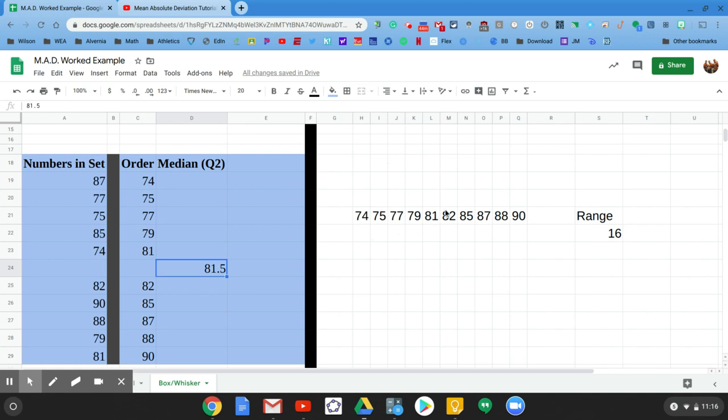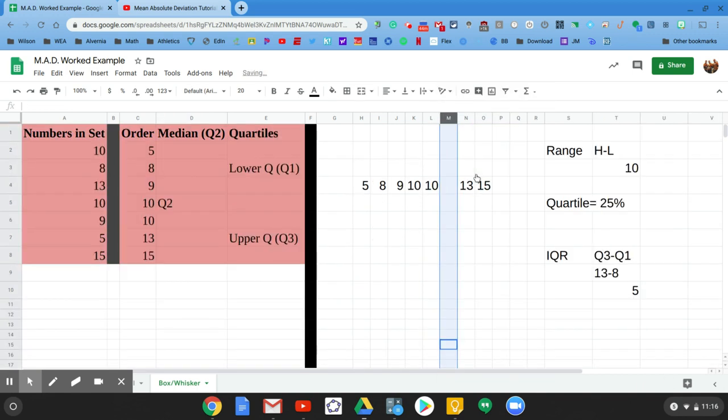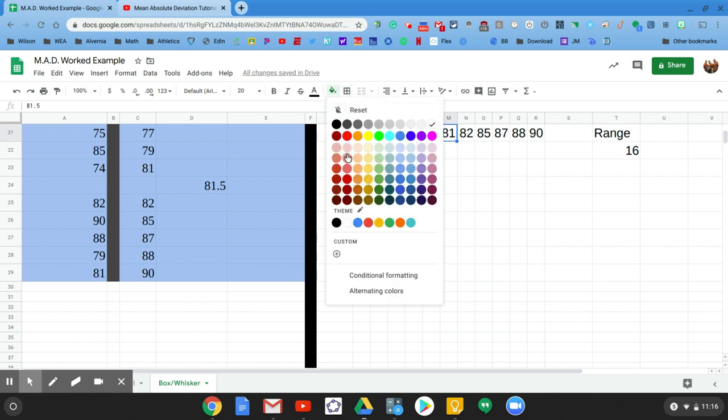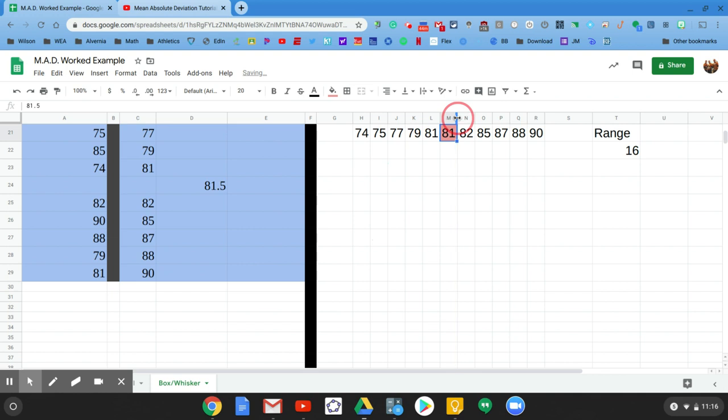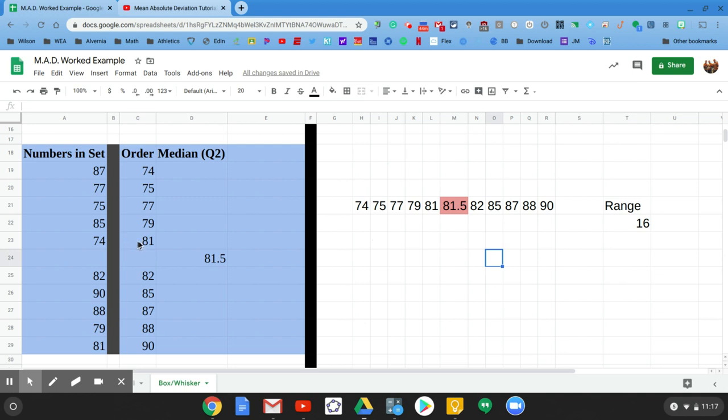Again, I would have to split these numbers right here if I'm creating the plot. And I would have to put in here, all right, we have 81.5. This guy right here is our quartile number 2. So I'm going to highlight that in red. I'll blow that up. Now the process is the same. I'm still going to calculate the median.